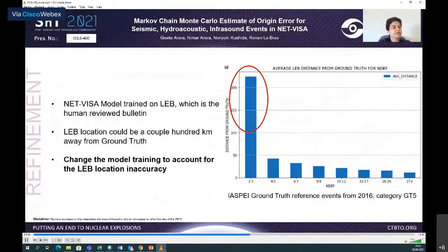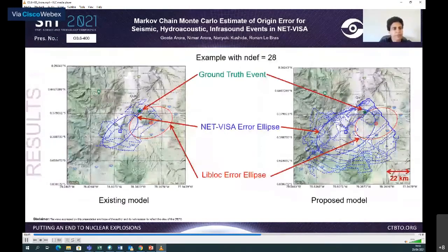So we decided to refine the NetVisa model further. The model is actually not trained on the ground truth event at all. It is trained on LEB. As the graph here shows, the LEB events can sometimes be hundreds of kilometers away from the ground truth event, especially for low number of associations. So we changed the model training to account for this inaccuracy. And the results really improved.